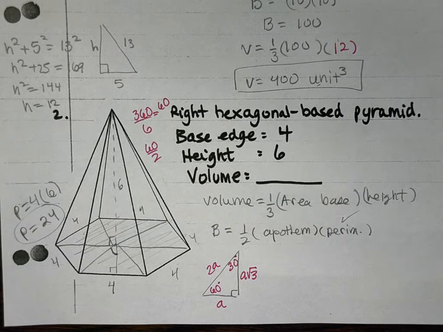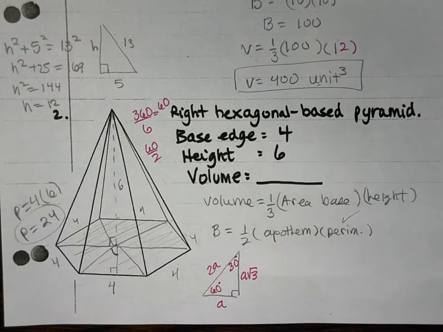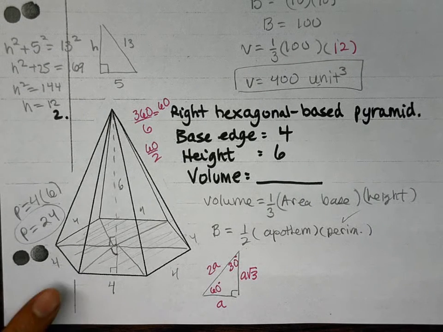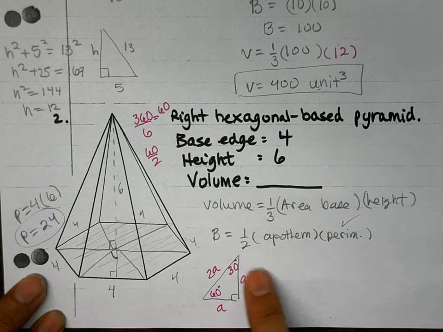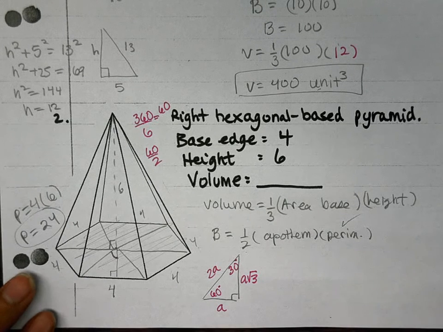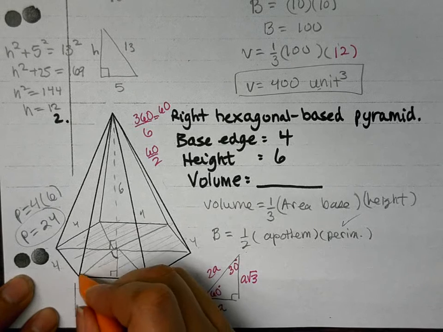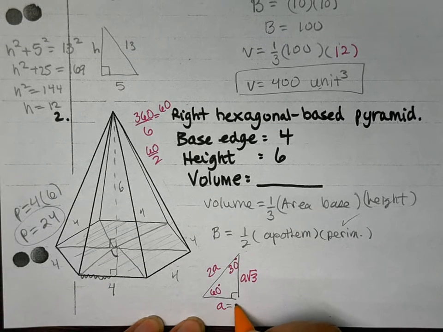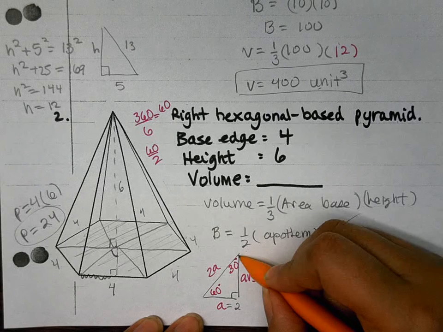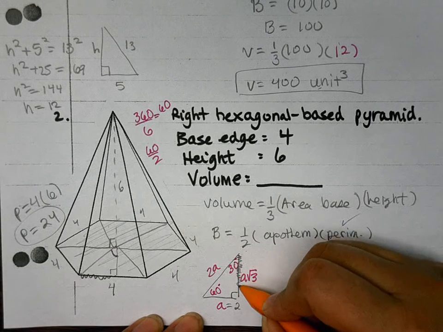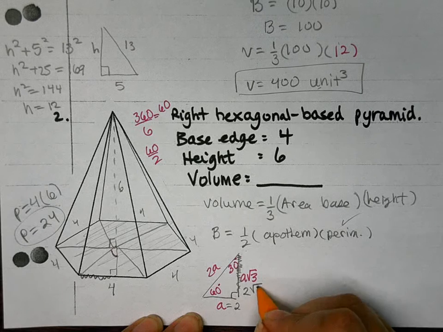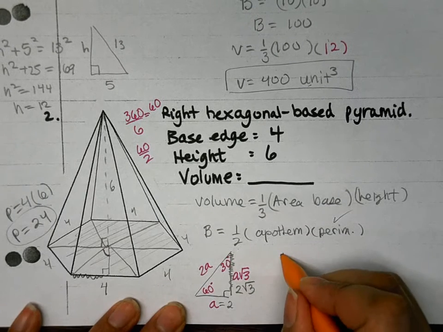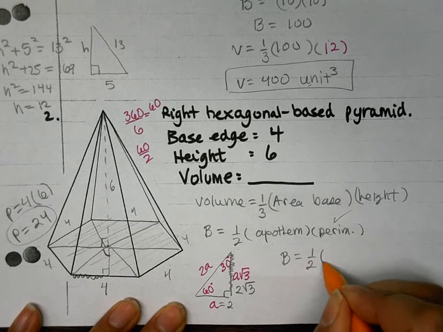Now, how can we use the 4 to find one of these legs? You have it. Half it. What's half of 4? 2. And where does the 2 go? This one here? So if a is 2 and I'm looking for my apothem, 2 root 3. My apothem is what? 2 root 3. Am I ready to find the area of the base? Sure. Uppercase B. Yes.